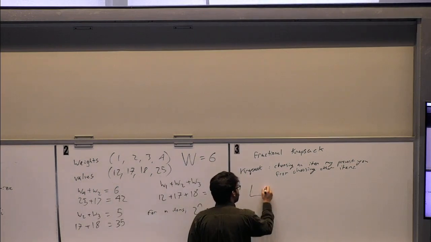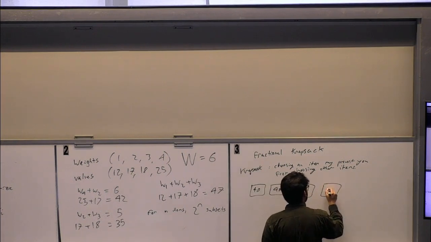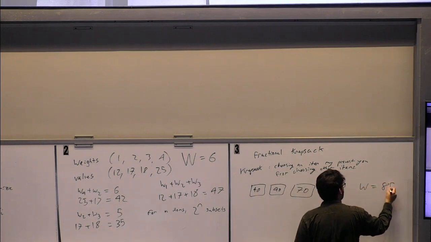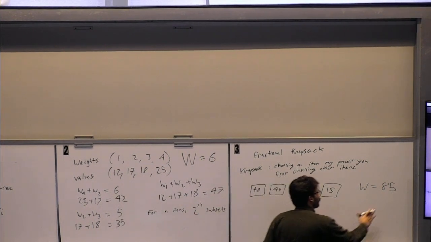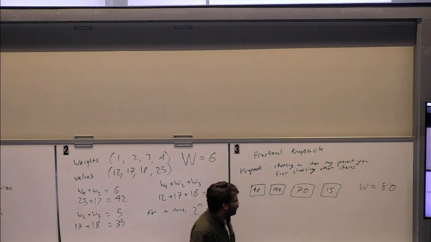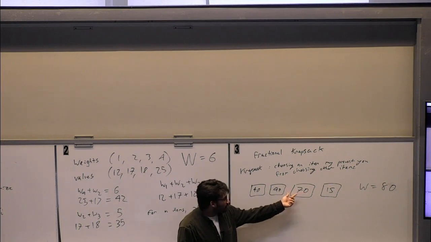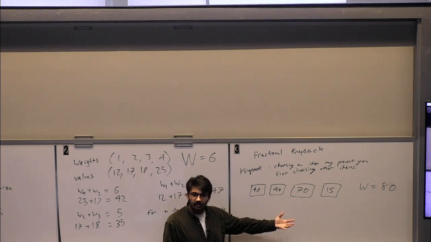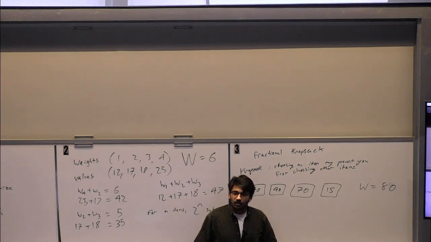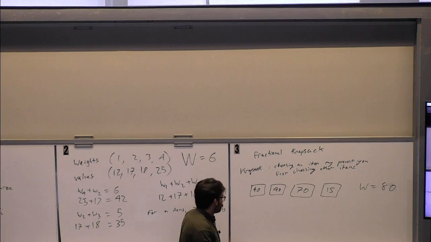So consider that you had weights 40, 40, 70, and 15, and you had capacity like 85. Well, let's make it simpler. Let's suppose you had capacity 80, right? Choosing an item of weight 70, which is the biggest one, you're like, okay, I'm going to go for the biggest pot in the house. I'm going to steal the biggest rock or whatever. If you choose item 70, you only have 10 units of capacity left over. So then if you were to choose a second item, you can only choose from items whose weight is less than 10.